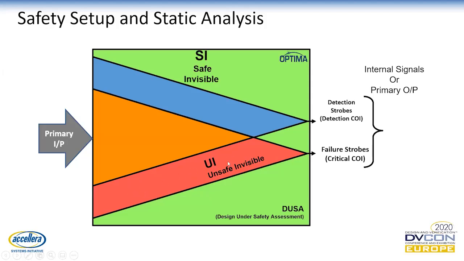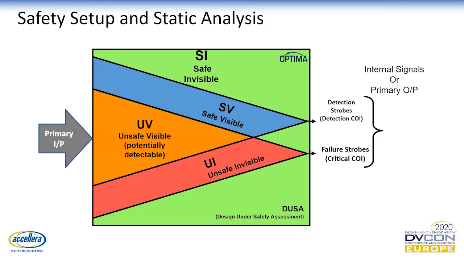How about the green area? These are safe, invisible. They are safe because they're not ending up at the failure scope, so they don't cause any design failure or safety rule violation. And they are invisible because they're not appearing at the detection scope. So they are safe, invisible, and they are really safe. That's why we mark it as green. How about the blue area? They are safe, visible. They're safe because they are not ending up at the failure scope. They're visible because they are ending up at the detection scope, right? So they don't cause any danger because they're not violating any safety goal.